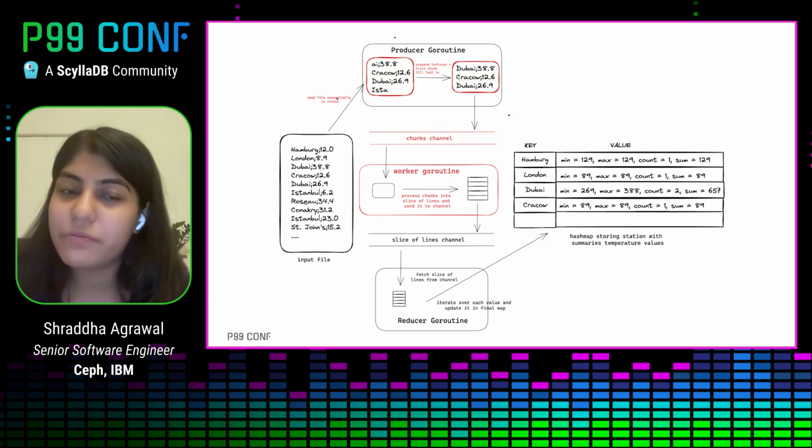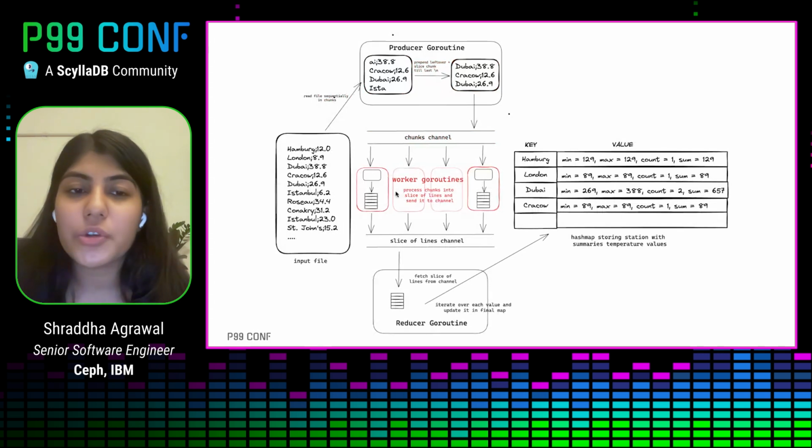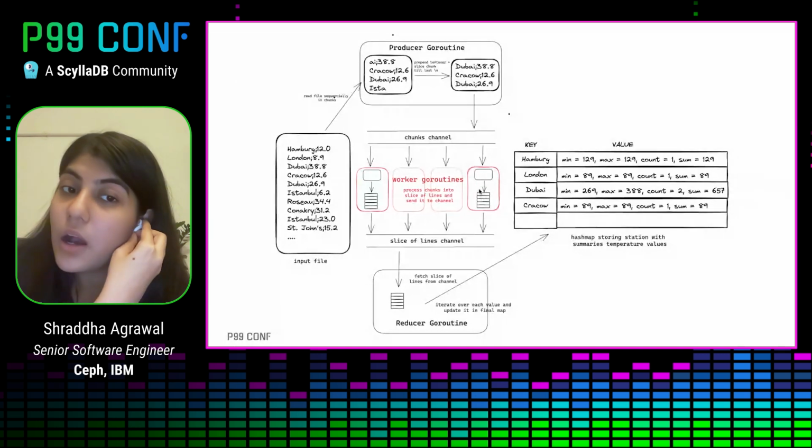But we notice something here, that this worker goroutine is not really dependent on anything. We can instantiate more goroutines here. So let's add more concurrency. Instead of one worker goroutine, I introduced 9 goroutines, which is essentially the number of virtual CPUs that I have minus 1. These will all be responsible to get chunks and then reduce them down to slices of lines and send them to the slice of lines channel.